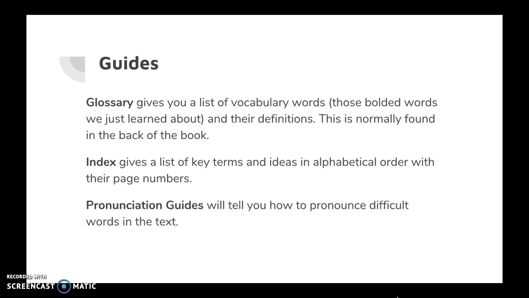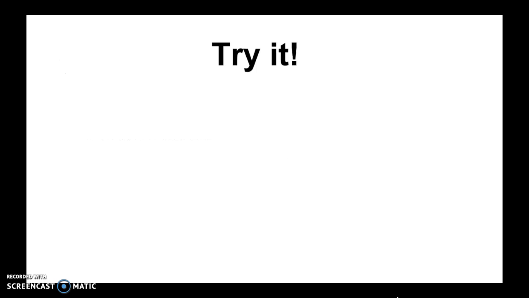An index gives a list of key terms and ideas in alphabetical order with their page numbers. This is useful if you are trying to remember when you read that word but can't remember what page it's on. Pronunciation guides tell you how to pronounce difficult words in the text. Normally, these are words with foreign languages in them or longer words with 3 or more syllables.